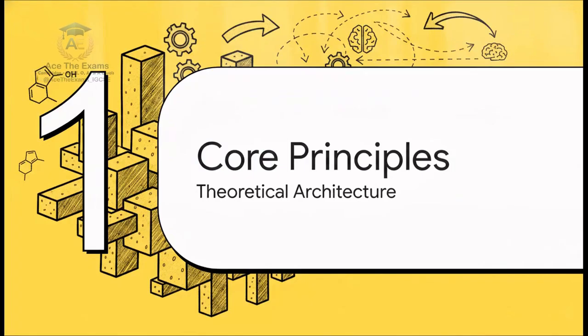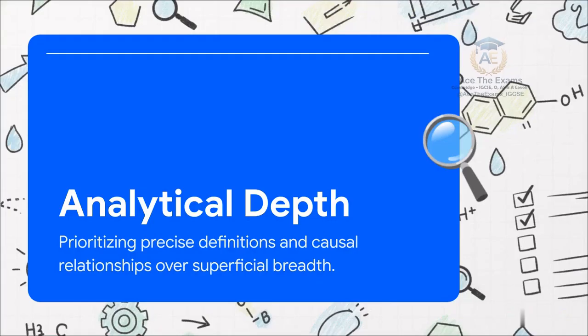All right, let's dive into Section 1, Mastering the Core Principles. Okay, so here's the deal. Examiners explicitly prioritize analytical depth over superficial breadth. What does that mean for hydrolysis? Well, it means you absolutely have to map out the precise sequence of events. Just writing down water breaks a bond is definitely not going to cut it. You have to explain exactly how the addition of a water molecule specifically cleaves that oxygen bridge, which then results in two totally separate monosaccharides, each with their own distinct hydroxyl groups. You've got to be specific.